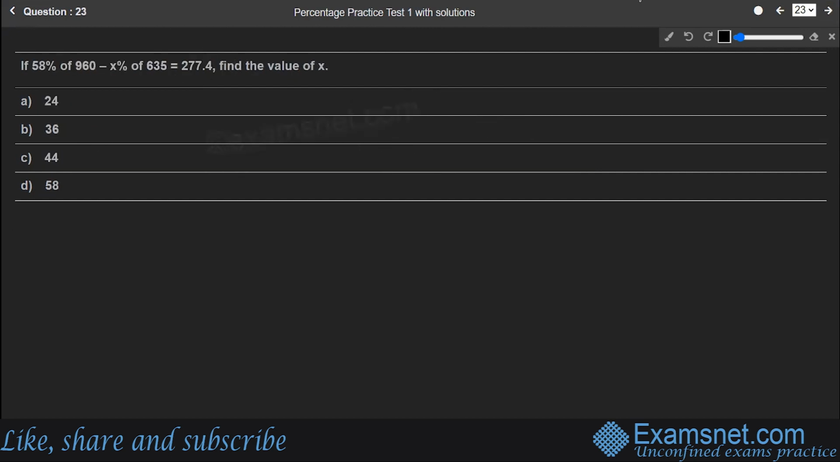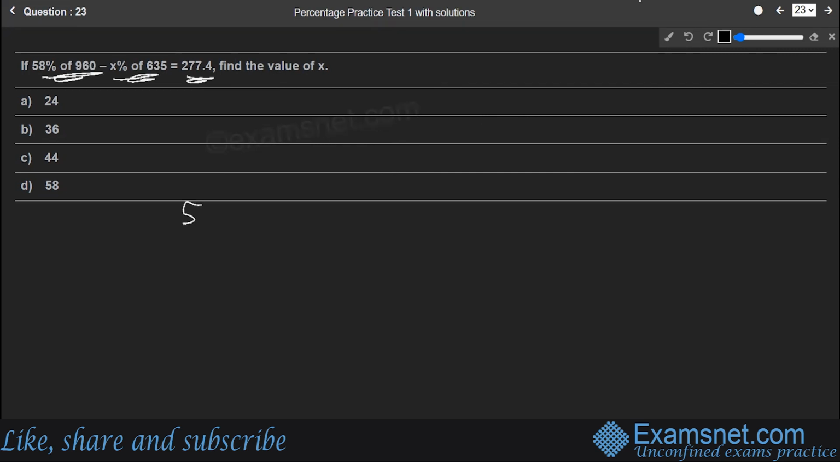Next, 58% of 960 minus x percent of 635 is equal to 277.4. Find the value of x. So clearly in this type of question, we are able to solve algebraically from the left hand side to the right hand side, and then we can find the unknown.